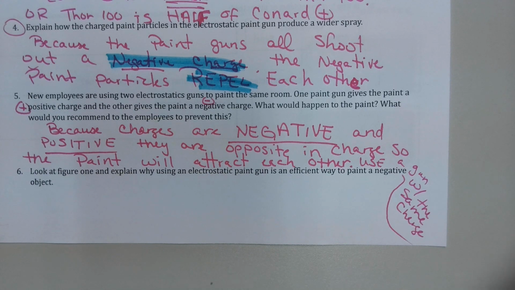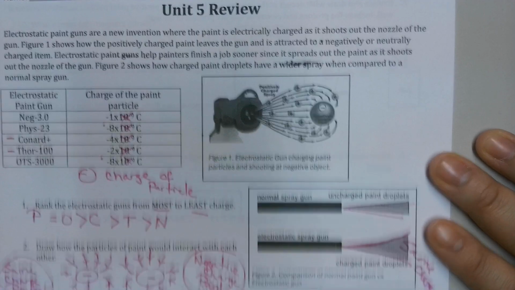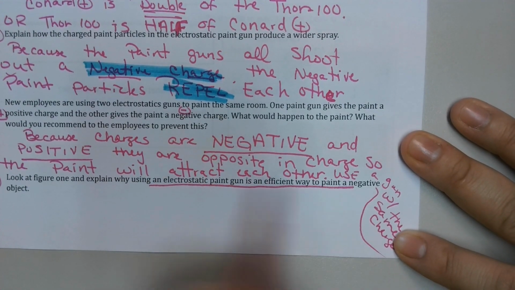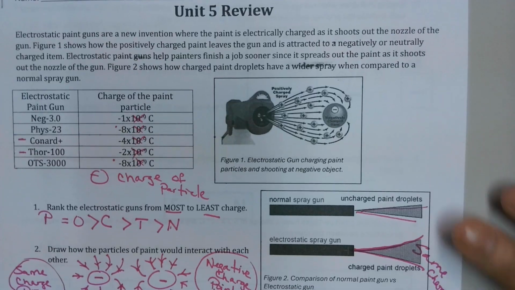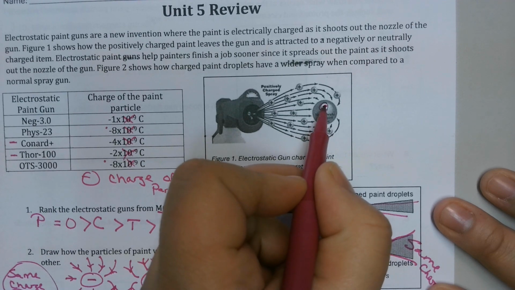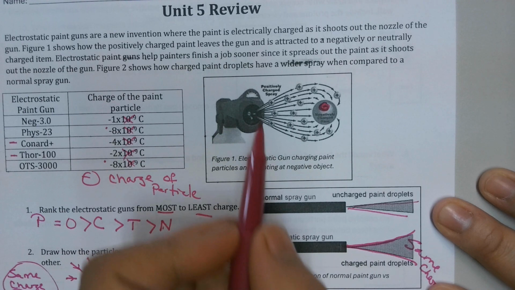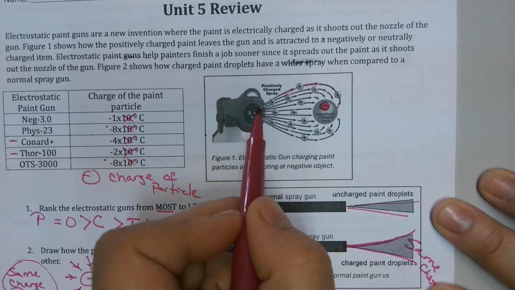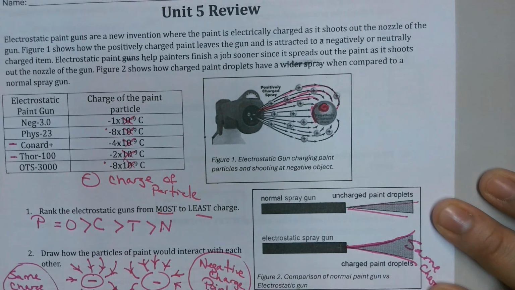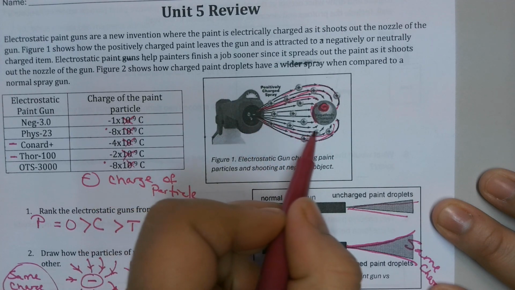On this one, you're looking at figure 1. Figure 1 is up here. So let's look at figure 1. The question is, look at figure 1 and explain why electrostatic paint guns are an efficient way of painting a negative object. If you notice, once the electrostatic paint gun is introduced to this negatively charged object, all of these positive charges are going to surround the object. So they're not just going to paint on one side of the surface. They're actually going to go around and paint all of the sides at one shot.